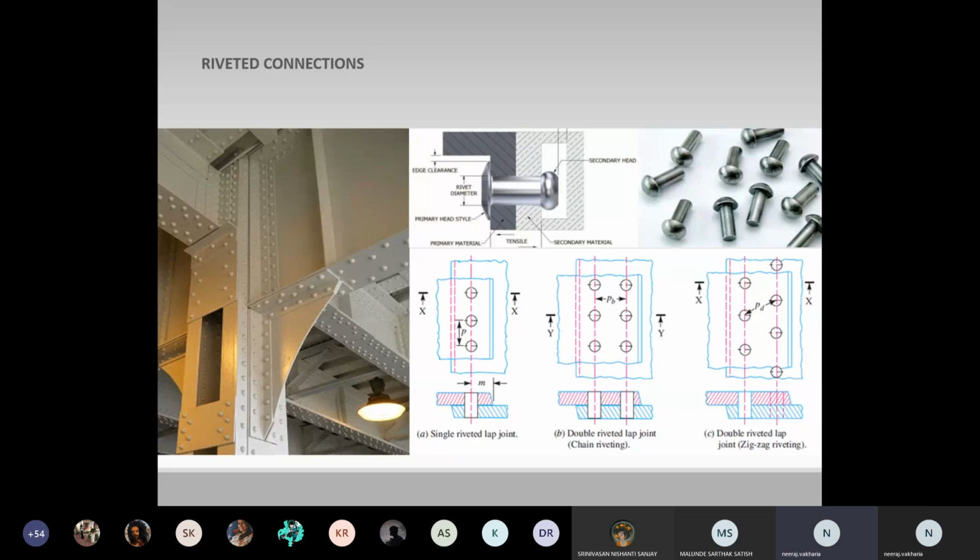The connection type for the riveted connection is the same as the bolted connection. I mean, the process of transferring load or the behavior of the junction is the same as in a riveted or bolted connection. So the primary component of this connection is the rivet.